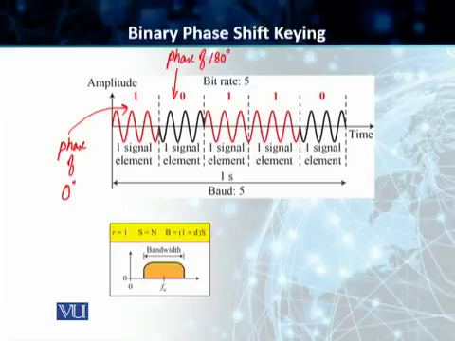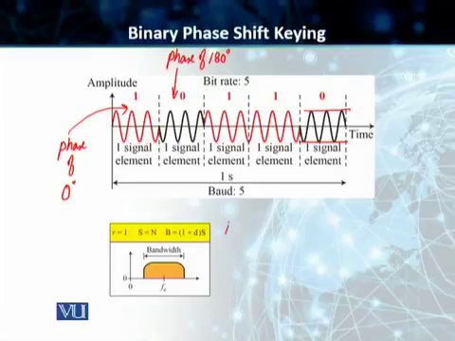So you're essentially varying the phase of the carrier signal, and the resulting modulated signal that you get has varying phases for the two signal elements that we are using, but the amplitude remains the same once again. So amplitude is constant, and as you can see, the frequency is constant as well. The number of cycles completed per second is constant for both the signal elements 0 and 1.